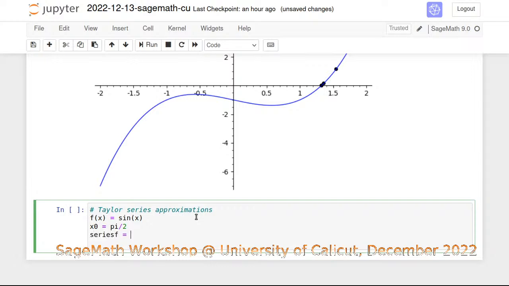So the series, suppose that we initially take it to be just an empty list, to which we will keep on adding the components. So f of x naught, x minus x naught into f dash x naught, x minus x naught the whole square by 2 factorial f double dash x naught, etc. in a loop. So how many times? Let's try to keep 5 times.